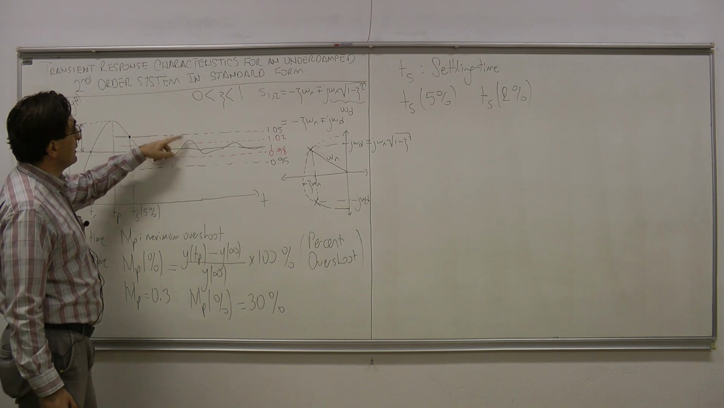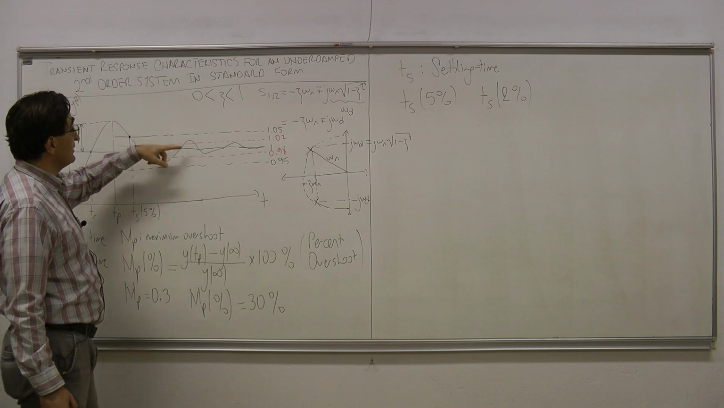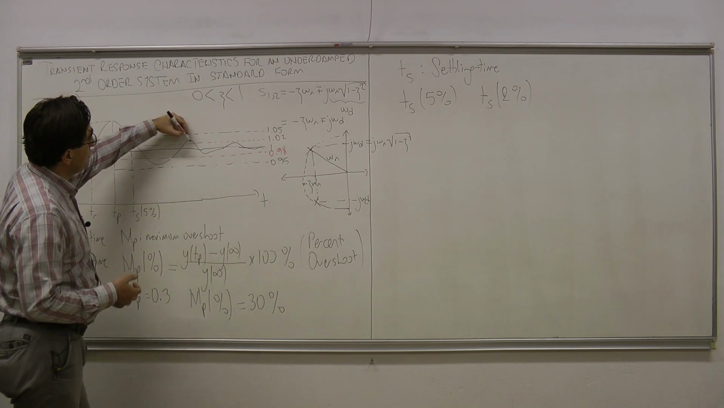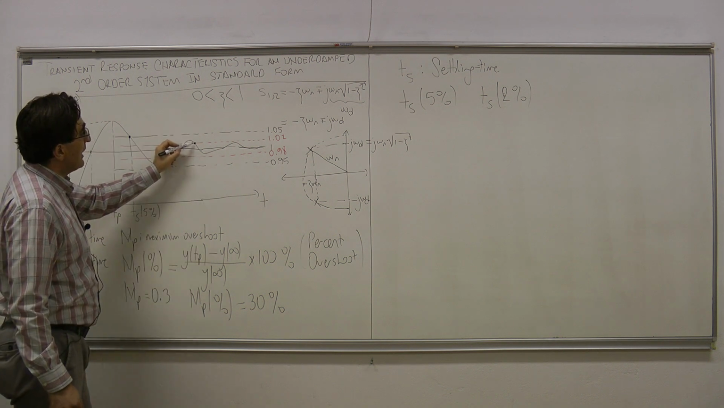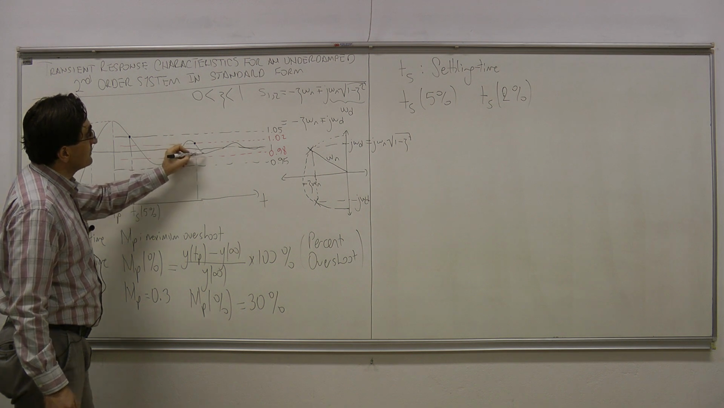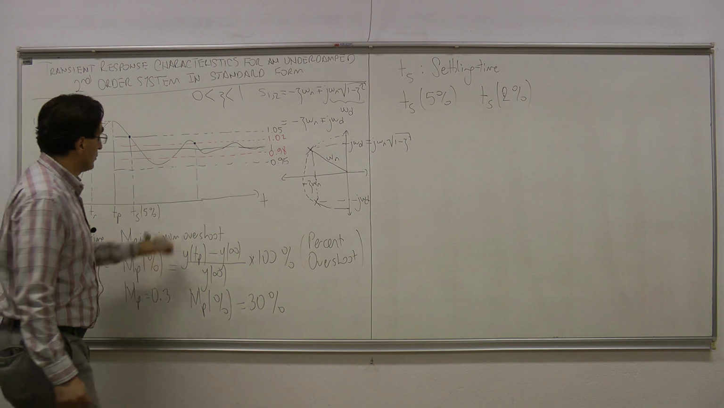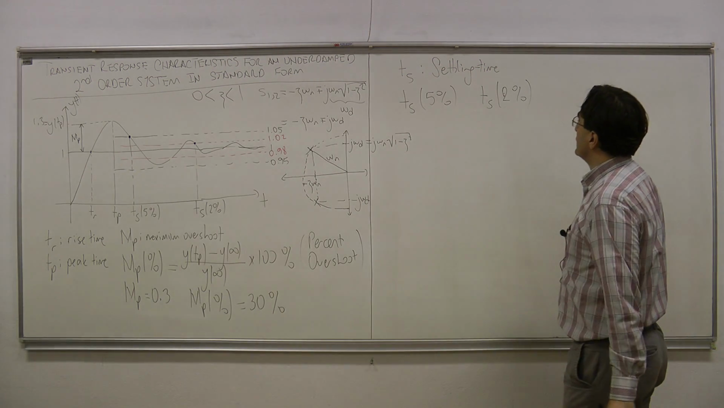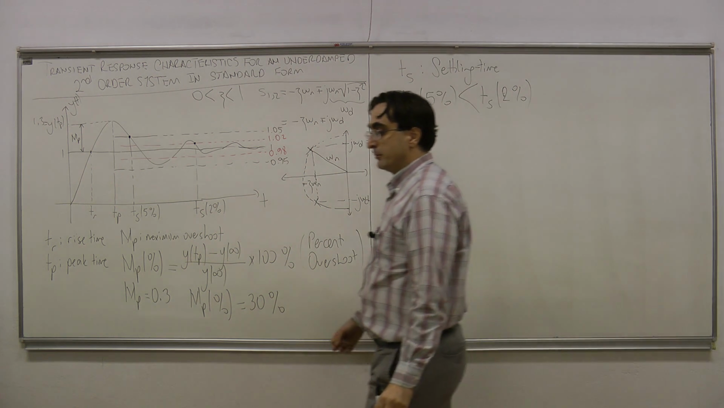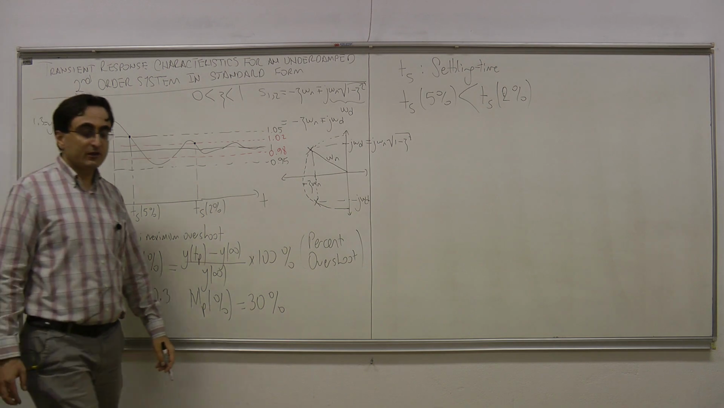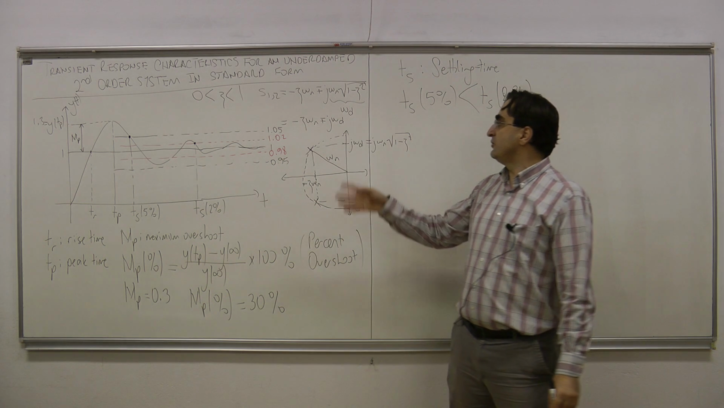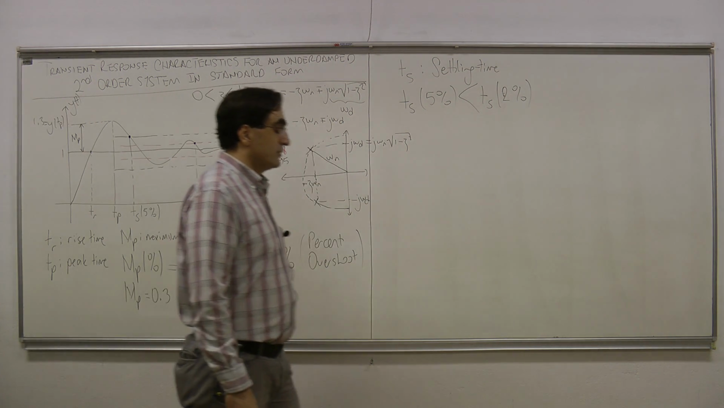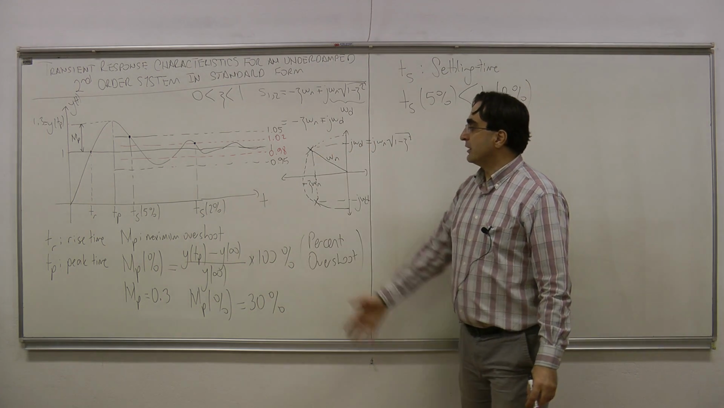Instead, I need to look for the latest intersection between the response and the 2% range boundaries. So this 2% settling time would be this value. Why? Because at this time instant, the response enters this range and it never leaves afterwards. Okay, so this is my 2% settling time. Obviously, if you compare these, you get this relationship: the 2% settling time is a more ambitious value and requires more precision than the 5% settling time, so it is in general larger, which we already observed in this figure.